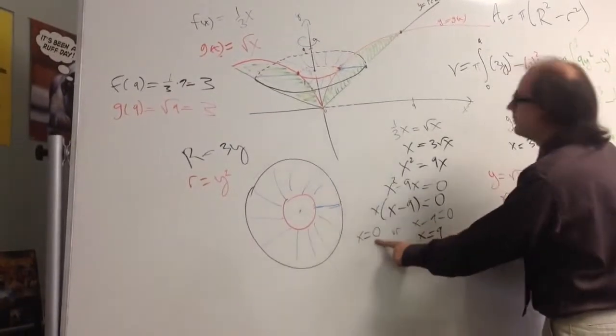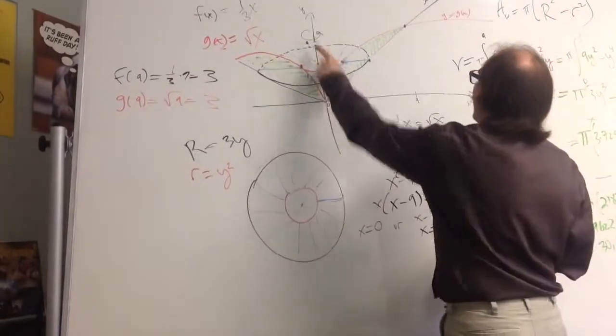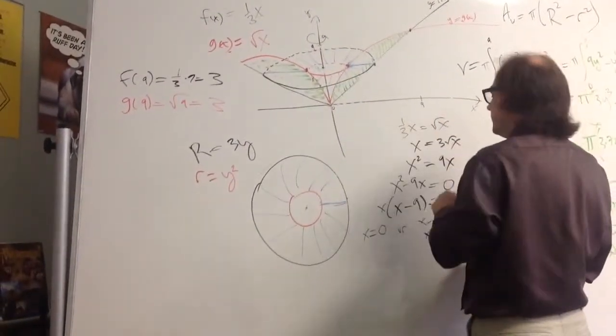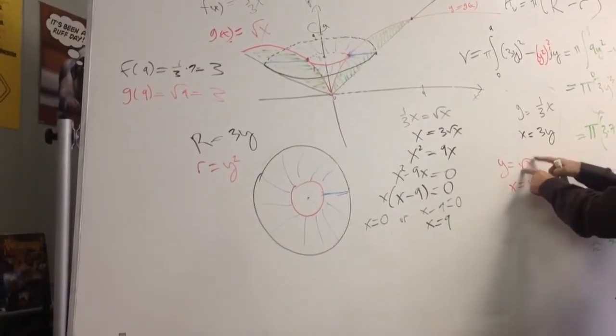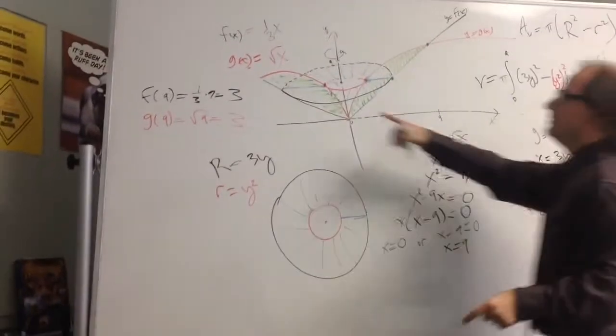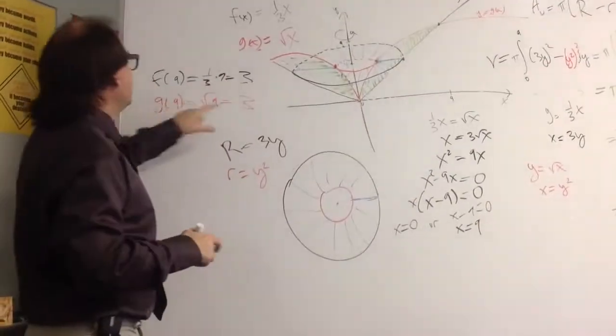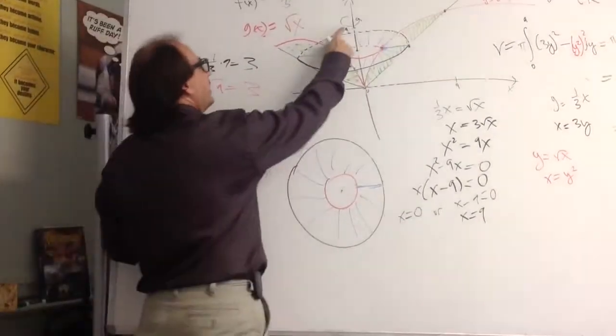So here we said 0 and 9, but this is the y-axis, not the x-axis. So we had to go back and figure out what the y-coordinate is. So you could either do the square root of 9 is 3, but we did it over here. So f of 9 was 3, g of 9 is 3, and then for some reason, I wrote a 9 here.